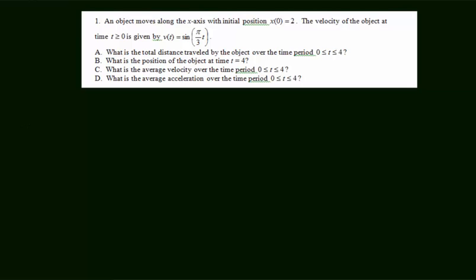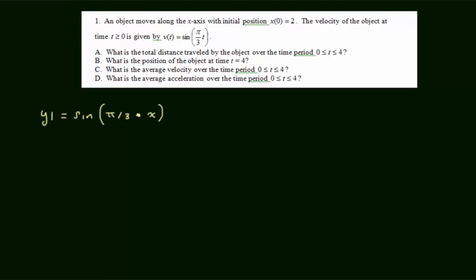Okay, example 1, an object moves along the x-axis with initial position, x of 0 equals 2. The velocity of the object at time greater than 0 is given by the function. Before anything else, let's get this into our calculator. So we want to go to our calculator. Let's go y1. And let's define y1 to be the velocity function. So that'll be the sine. Now, of course, it is in terms of t, but when we enter it into our calculator, we are going to use x. So we'll enter the pi divided by 3, and then we're going to multiply it by x.